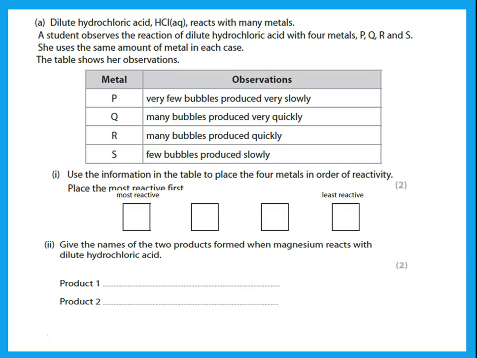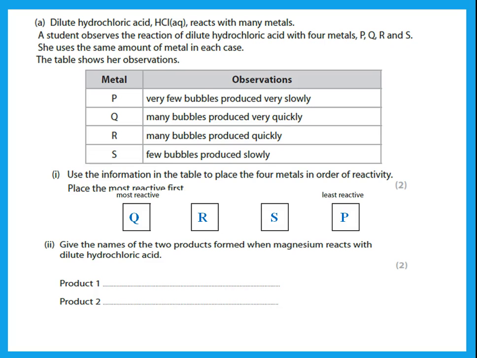Most reactive will give more bubbles very quickly. The one that gives more bubbles very quickly, that's most reactive. So which one is most reactive? Were you able to do this arrangement? Q gives many bubbles very quickly. R, many bubbles quickly. S, few bubbles slowly. P, very few bubbles very slowly. So that is the arrangement.